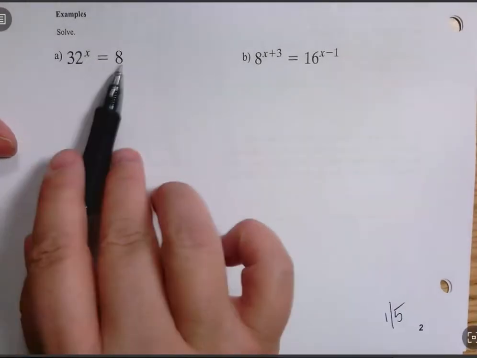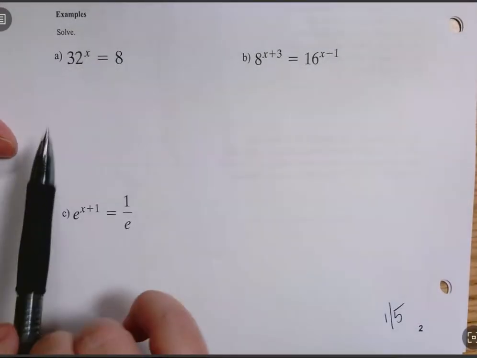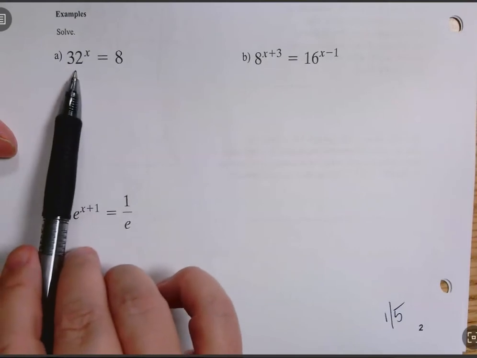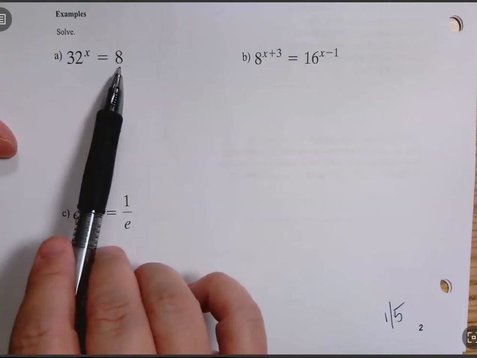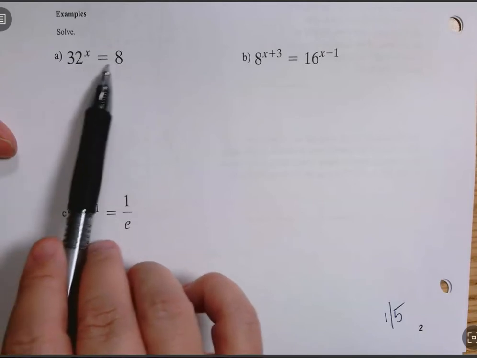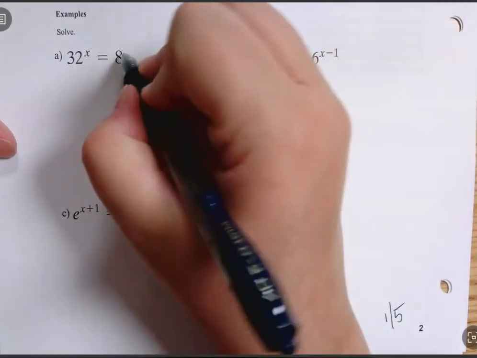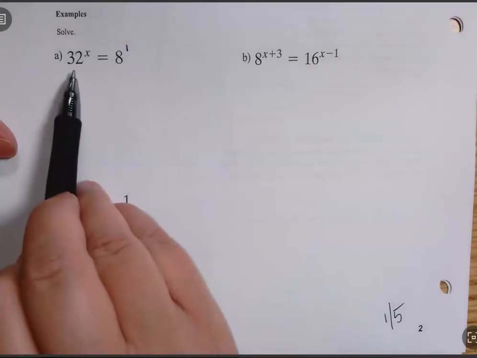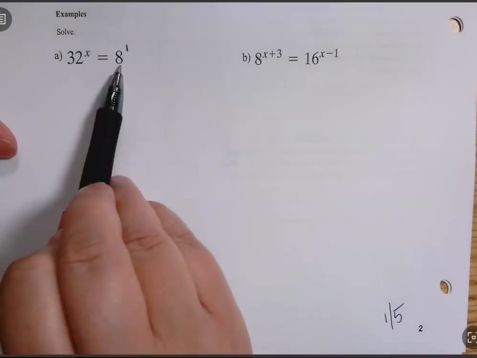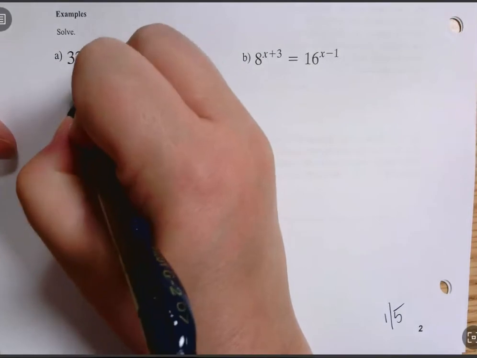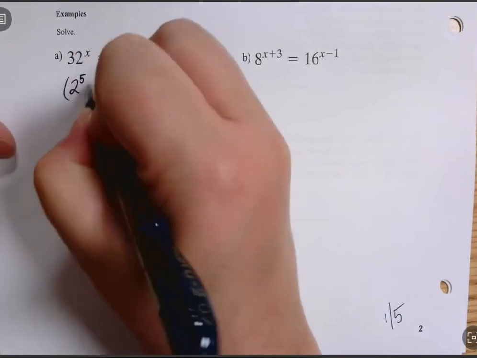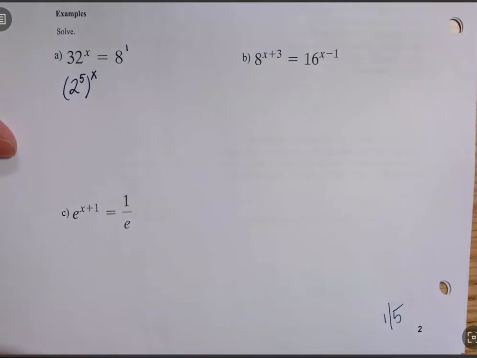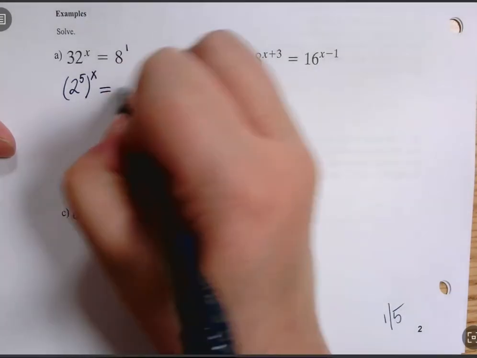So when I look at an exponential equation, my first question to myself is, can I write those two bases, the two main numbers on each side? This isn't really a base, but we could think of that as 8 to the first power. Can I write those two bases as powers of the same number? Like as 3 to a power, 4 to a power, etc. In this case, 32 and 8 can both be written as a power of 2. This is 2 to the 5th. That's what 32 is. And there's still that x. And 8 is 2 to the 3rd.